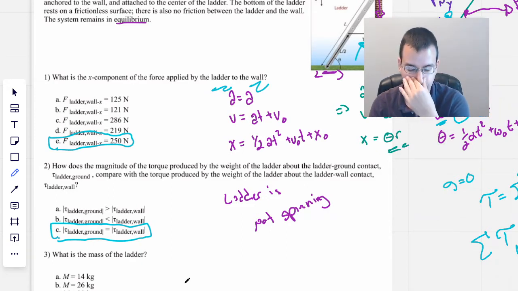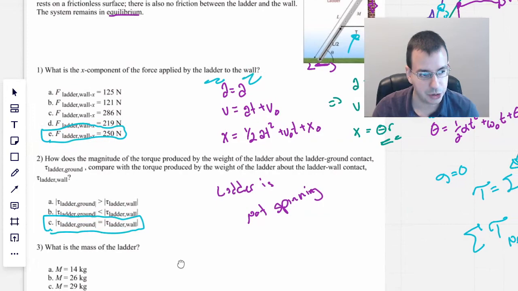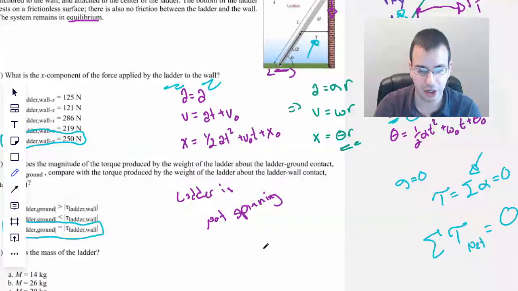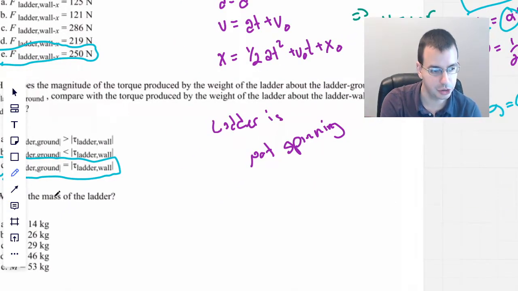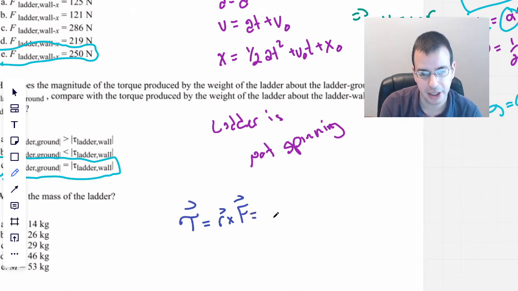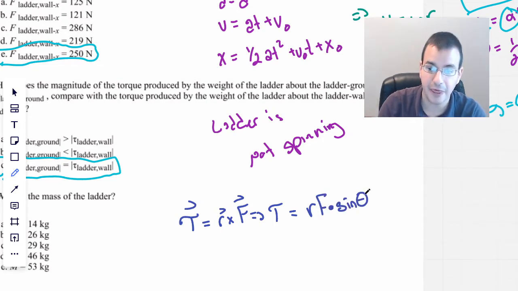What is the mass of the ladder? Aha! So this is a little bit more complicated. This is some actual calculations at this point. Okay, so we can do this. So we want to look at our definition for torque. So torque equals R cross F. This is a cross product, so that implies that the magnitude of the torque will equal the magnitude of R times the magnitude of F times the sine of theta.